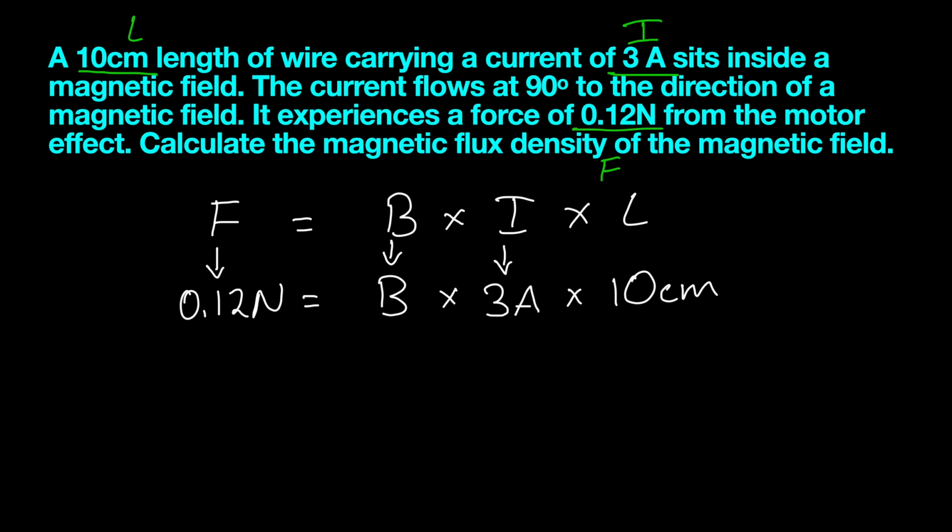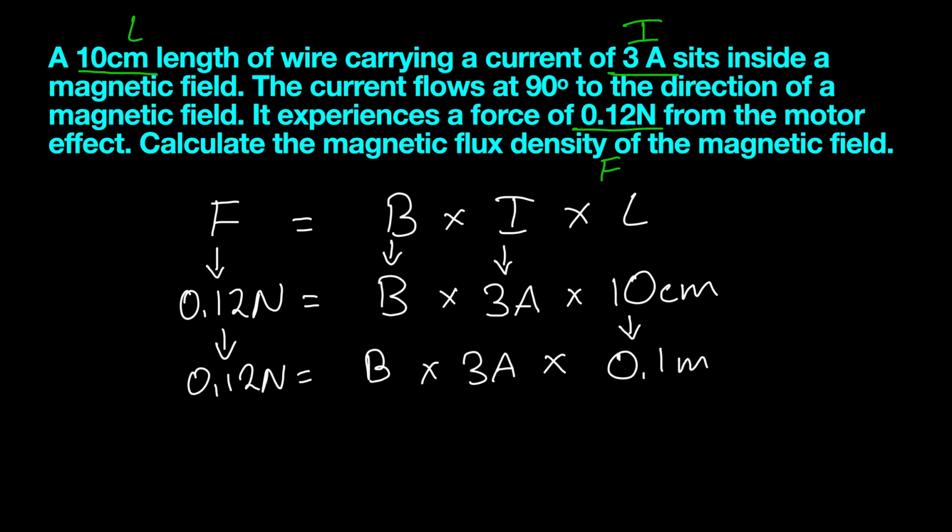Now you may have noticed that our length is in centimeters, not meters, so we need to convert it. Let's do that. So we still have 0.12 newtons. However, now instead of 10 centimeters, we're going to write 0.1 meters. That's because there's 100 centimeters in 1 meter.